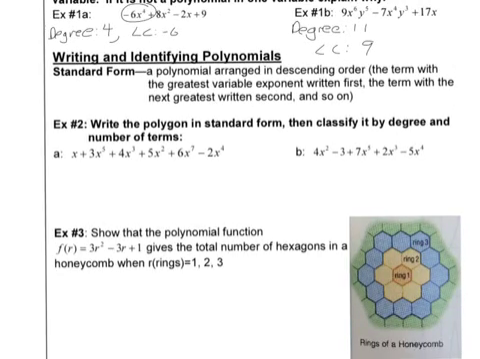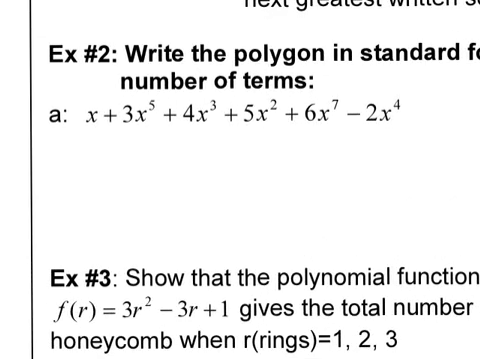Standard form, this is when it goes in descending order. So we start with the highest degree, go down to the lowest degree. So let's take a look here. We're going to find the highest degree term. And because there are so many terms here, I'm going to cross them off as I rewrite them. But we're going to write it in standard form. So the highest degree is this guy. So we're going to write that one. 6x to the 7th, cross it off.